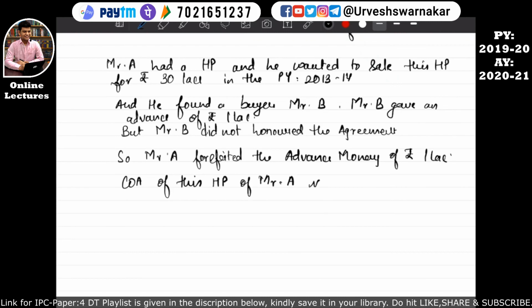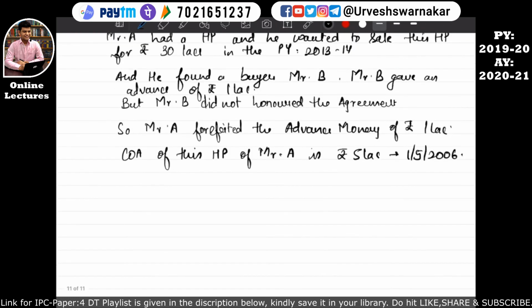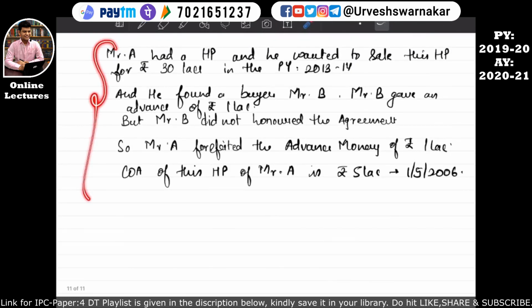A is rupees 5 lakh, and he has acquired this house property on 1st of May 2006. I hope this is quite clear to you all. Okay, so what is the scenario over here? The scenario over here is Mr. A had a house property.